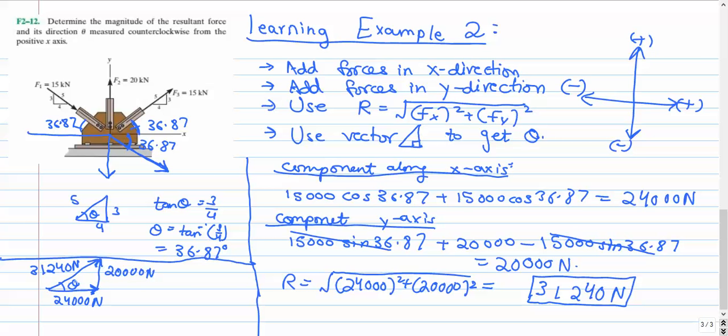So to find this angle theta from the positive x-axis in a counterclockwise direction, we will simply do tan of theta equal to 20,000 divided by 24,000, and theta would be equal to 39.81 degrees. So this was the simple procedure for these sort of questions that ask us to find the magnitude of the resultant force and the angle.